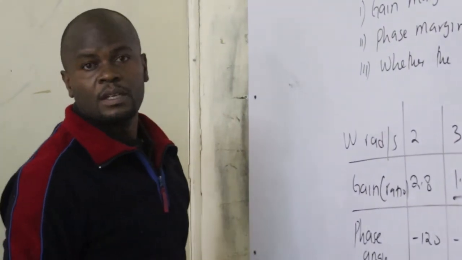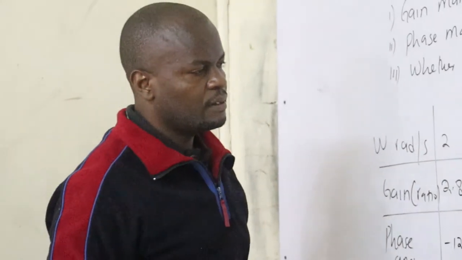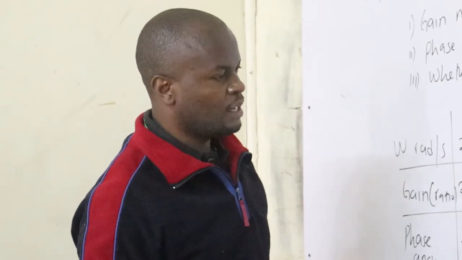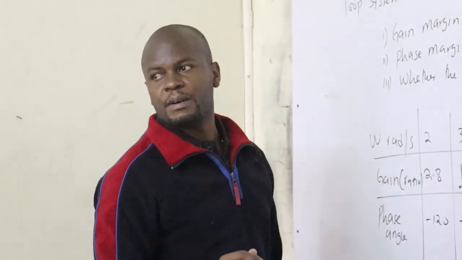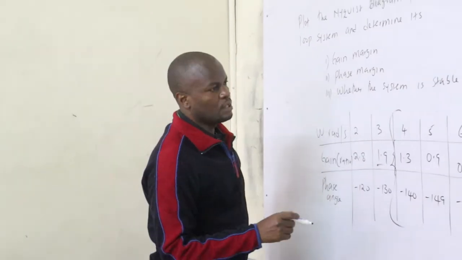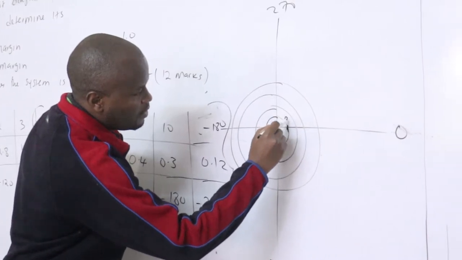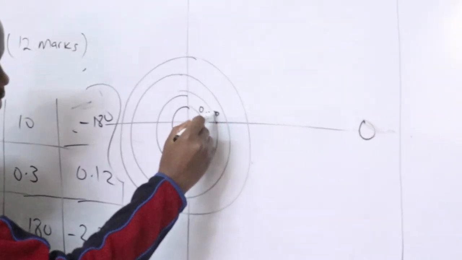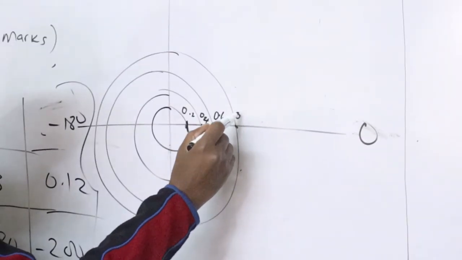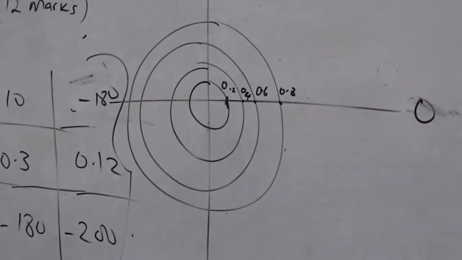Because if we do that with 0.1, then we are going to have 1.0 as the maximum value in that scale. So what we can do, we can talk of 0.2. So maybe you can make a scale here so that each is 0.2, 0.4, 0.6, 0.8, and so on. So you can do that.